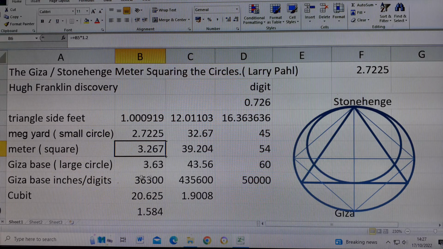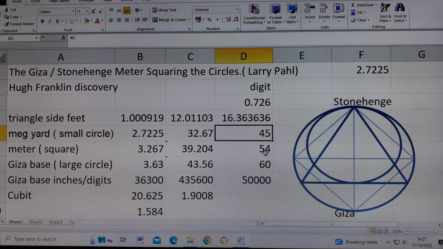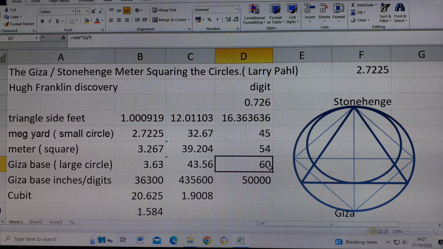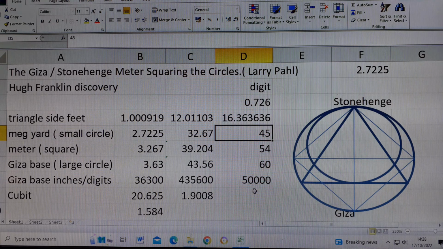And we know what's happening at the Giza base now because we've got 45 digits in a megalithic yard, 54 in a metre, and 60 in the Giza base, the large circle here. So we can work out how many digits there are in the Giza base, and it's that number, 50,000. And then we can work out how many metres and how many megalithic yards. So if we divide 50,000 by 45, we get 1.111 recurring, and we know that from the previous presentations.